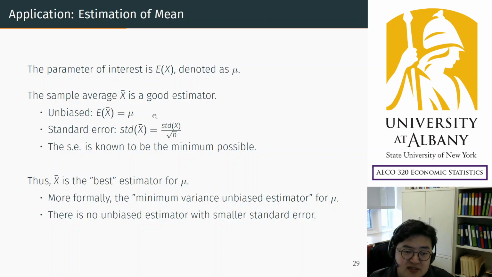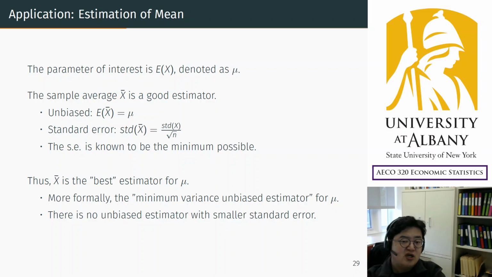So mathematically, there is a theorem saying that the sample average is the best estimator. In mathematical statistics textbooks, they call this the minimum variance unbiased estimator for the population mean, right? Simply speaking, this is the best estimator. So that means there is no other unbiased estimator with smaller standard error. So among the unbiased estimators, this is the best, with the smallest possible standard error mathematically.